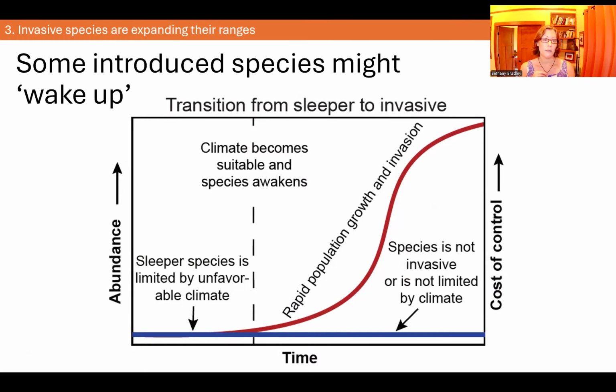So the difference between a range shifting species and a sleeper species at a given location is simply whether a population of the species already exists there. So for a range shifting species, the population doesn't yet exist, and management would focus on prevention and limiting pathways of introduction, whereas for a sleeper species, the population already exists, and so management would focus on eradication.